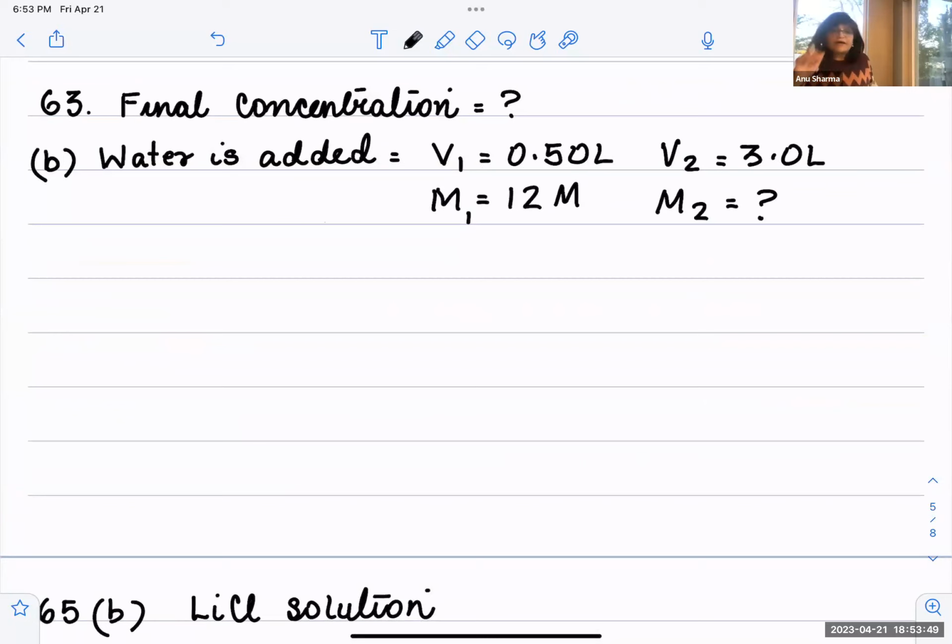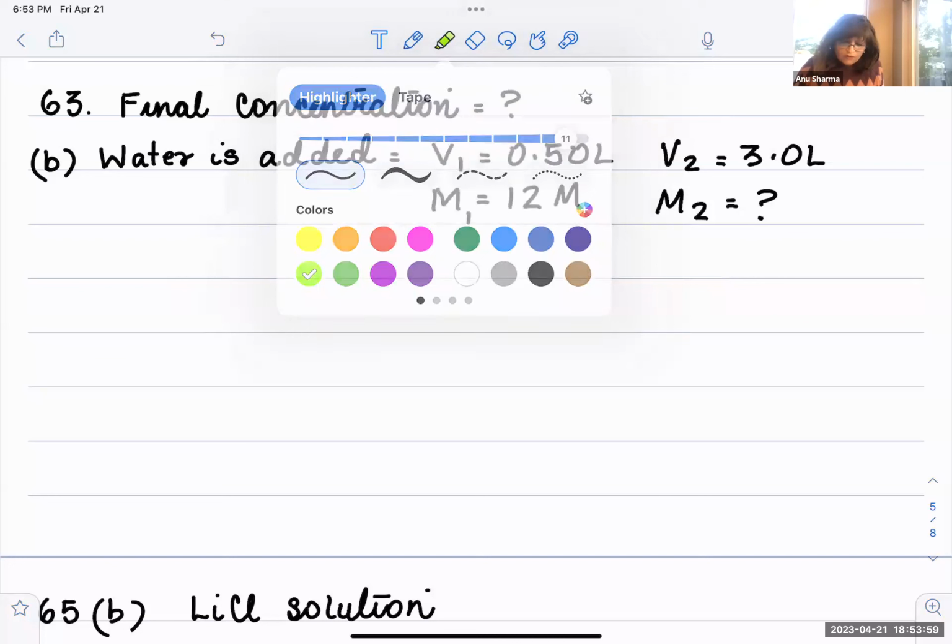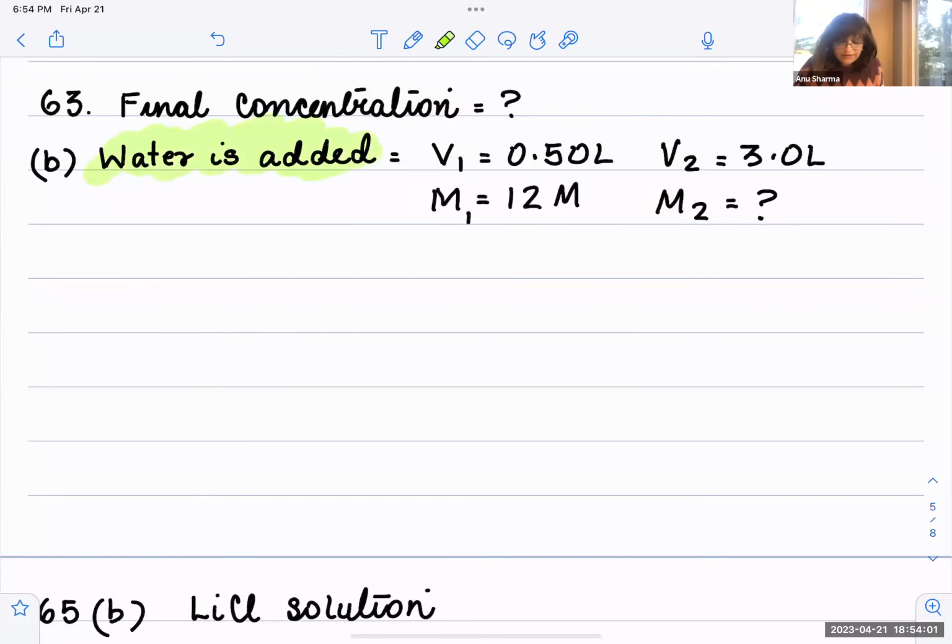Okay, so here is the final concentration we need to determine when water is added. So a few things here. When do we apply this dilution formula? You always apply the dilution formula anytime in the question they're saying water is added, or very specifically they have stated the term dilution. So they have diluted it. They're saying we have diluted the solution, or we need to dilute a solution. So dilution means adding more water to a concentrated solution.